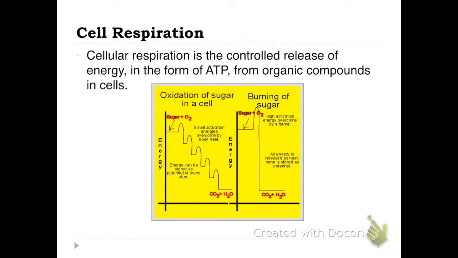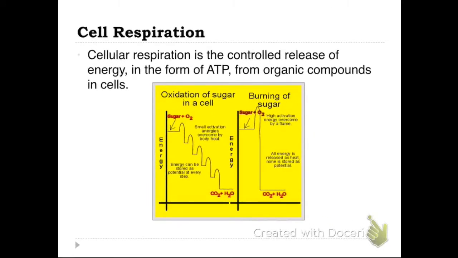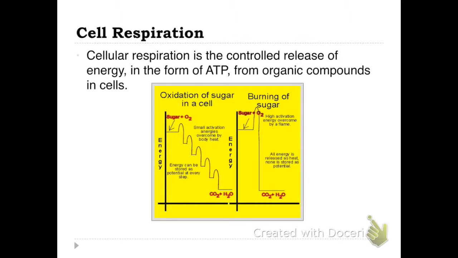Okay, so by definition, cell respiration is the controlled release of energy in the form of ATP from organic compounds. Now, in our previous topic, we were talking about enzymes, and this is our first application of enzymes at work. Cellular respiration happens in a number of small steps. This is what the controlled release is referring to. This happens by a number of different enzymes. So we're going to see both linear reactions as well as cyclic reactions involving a number of different enzymes.